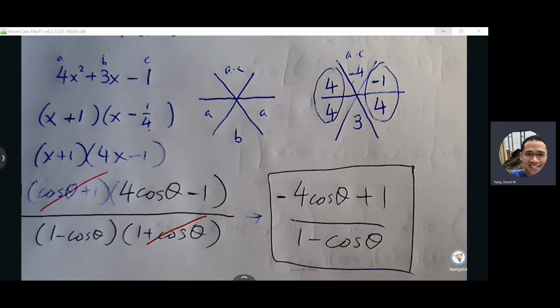I broke that sine to the 5th into sine x and sine to the 4x. And then sine to the 4x, I can break it down into the same thing as sine squared x. So I made it into this.